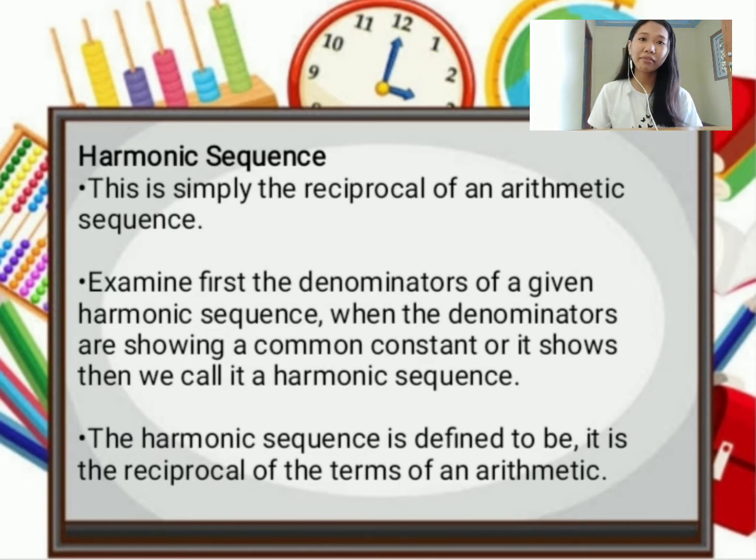Examine the denominators of a given harmonic sequence. When the denominators show a common constant difference, then we call it a harmonic sequence. The harmonic sequence is defined to be the reciprocal of the terms of an arithmetic sequence.